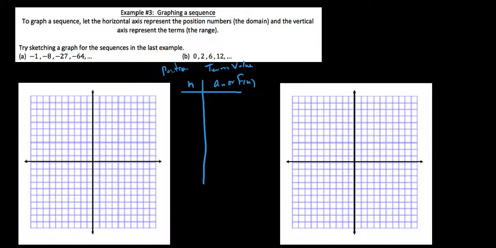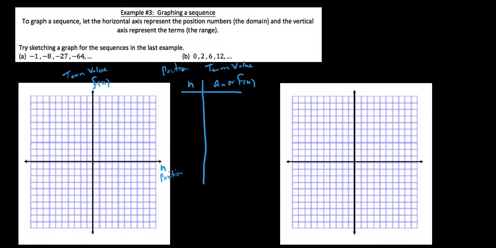So with respect to graphing a sequence, instead of having our traditional x and y axes, let's go ahead and label these. This is our n axis, and it represents our position. Our y-axis is going to serve as our f of n axis, which really serves as our term value. So we're plotting the value of a term at a given position.